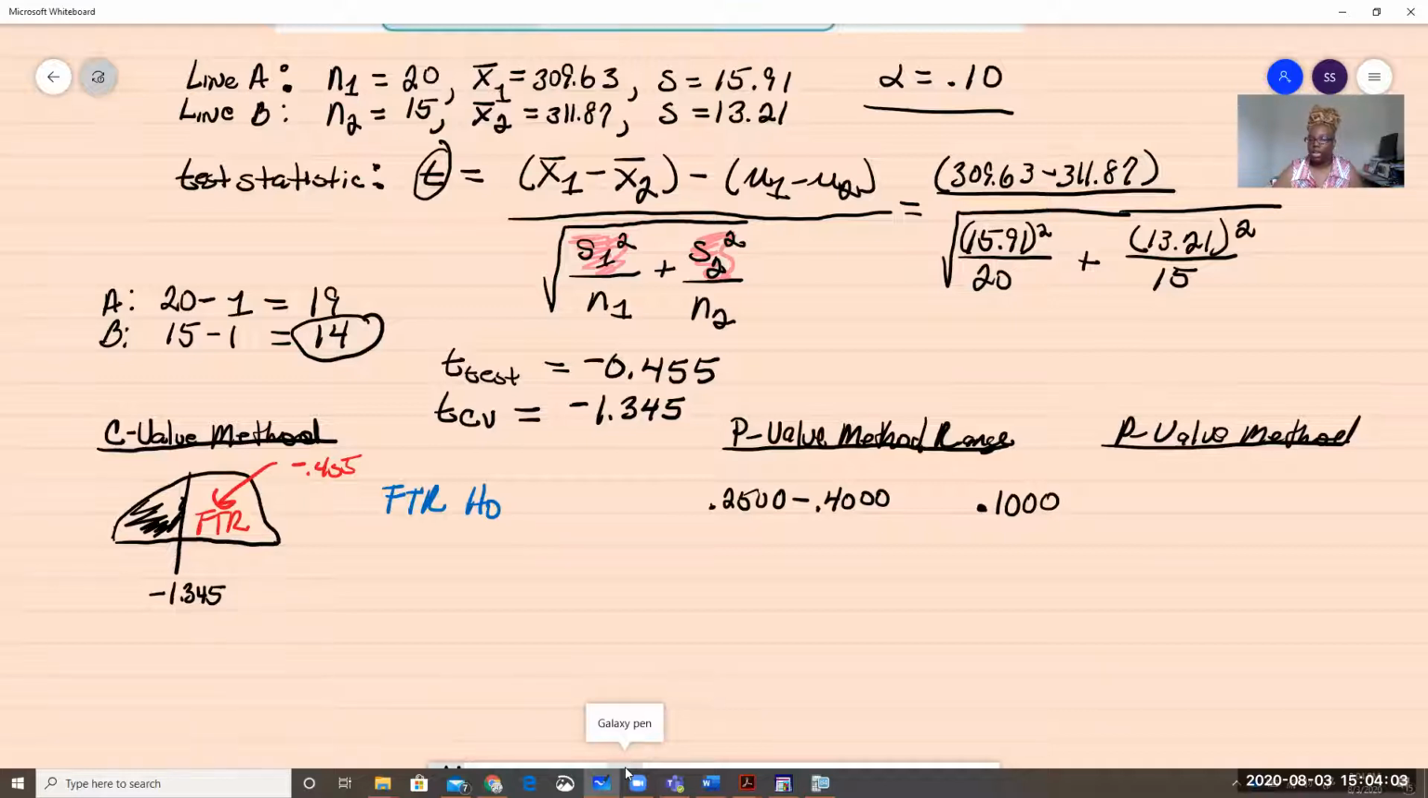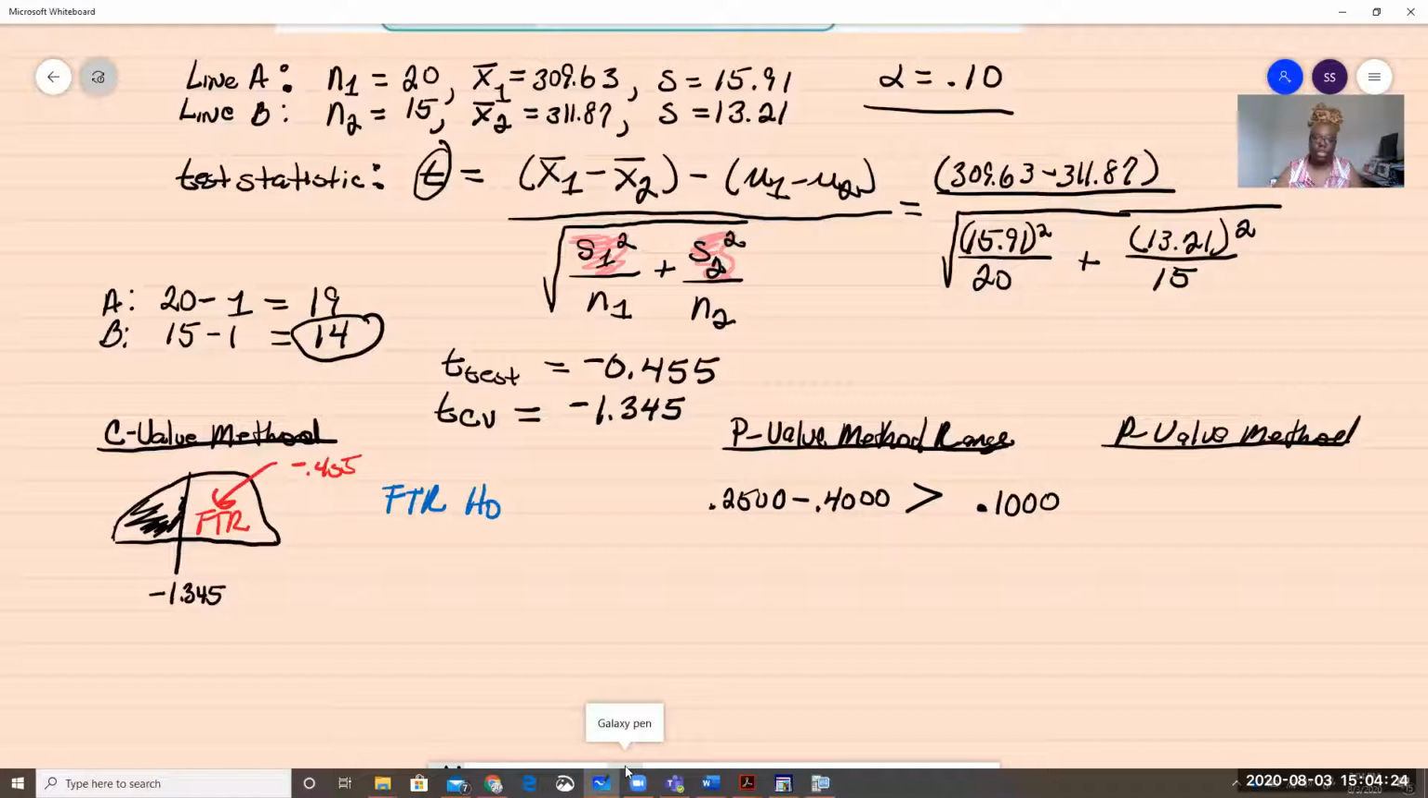So look, 0.2500 and 0.4000 is what compared to 0.1000? Between 0.2500 and 0.4000 will be greater than 0.1000. So it's not lower than. So again, we fail to reject based on the p-value range.